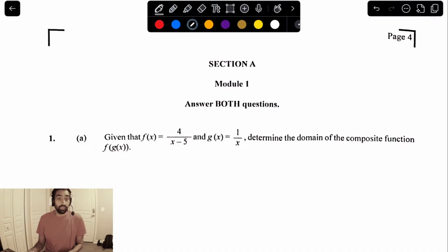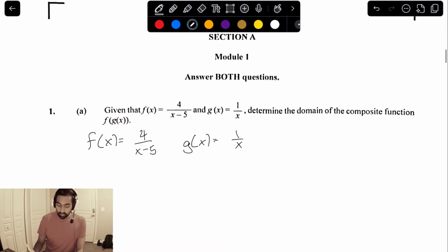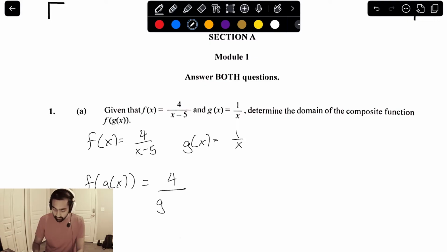First thing that we should do is just find out what f of g of x is. So f of x is equal to 4 over x minus 5, and g of x is equal to 1 over x. To find what f of g of x is, basically, wherever I see an x in the expression for f of x, I just put g of x. So there's an x minus 5 in the denominator, so it just becomes g of x minus 5.